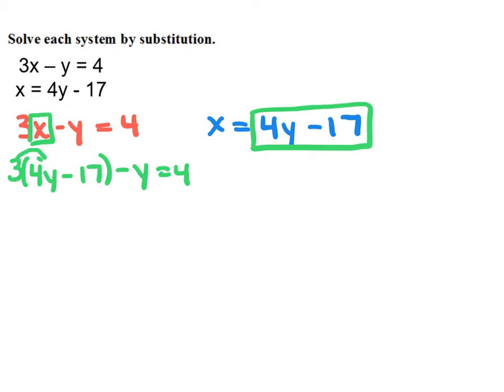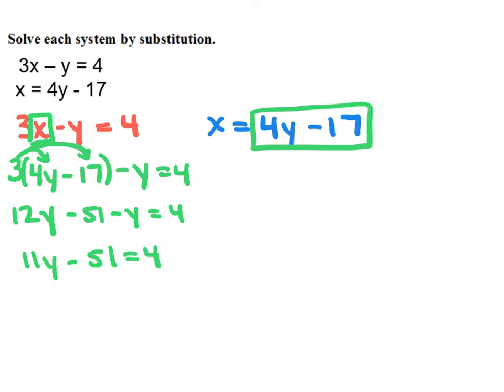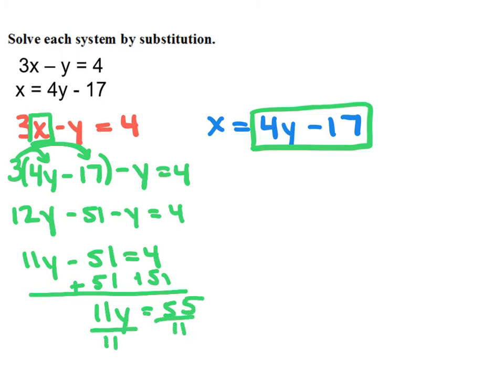Now to solve, the first thing I have to do is distribute the 3. So it'll be 12y minus 51 minus y equals 4. Combine like terms. So it's 11y minus 51 equals 4. Add 51 to both sides to get y by itself. So it'll be 11y equals 55. And lastly, divide both sides by 11 to get y equals 5.